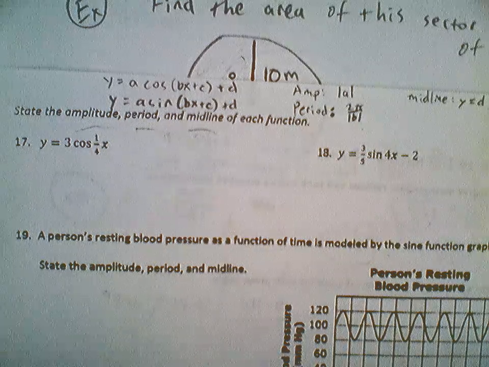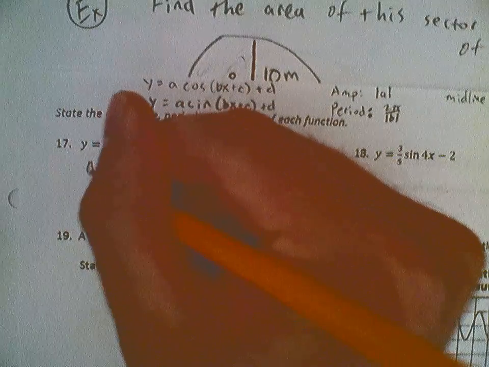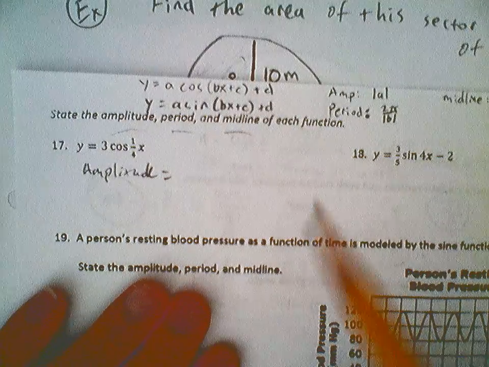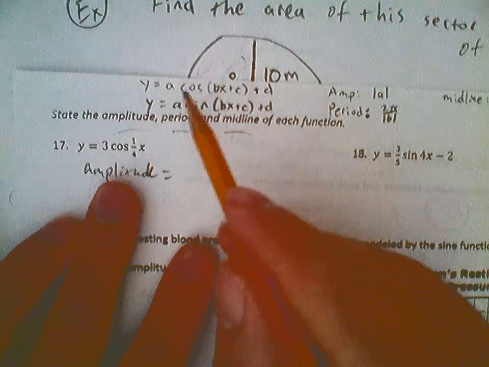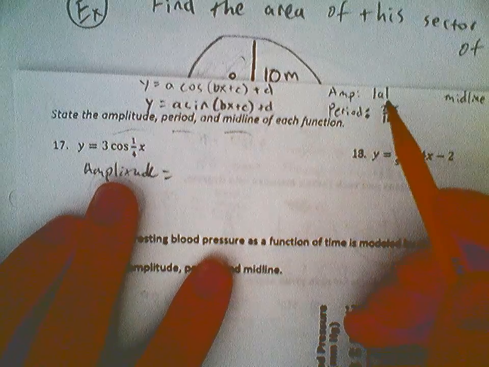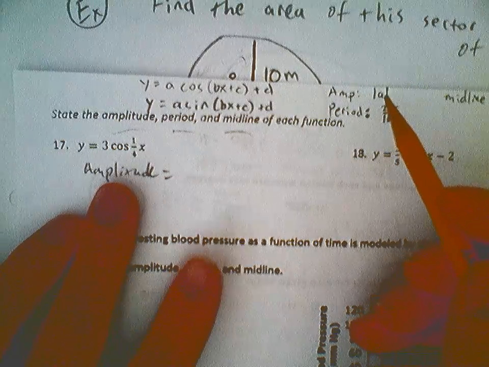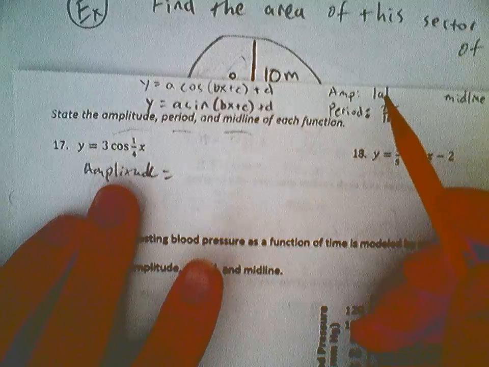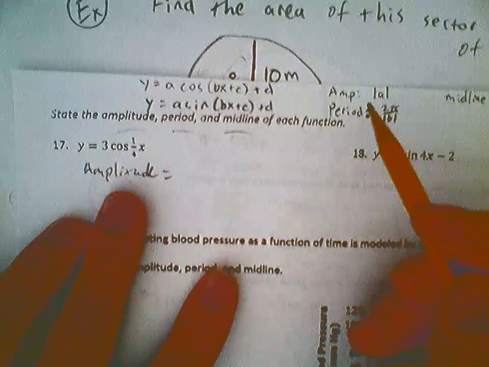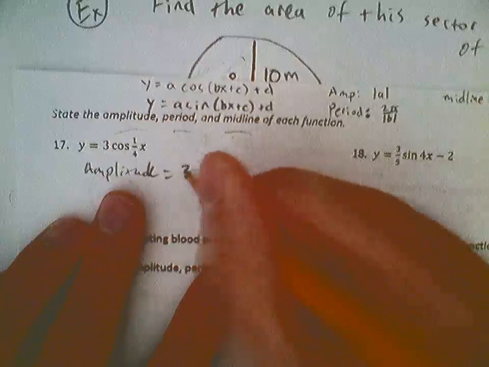So in the first one, we've got y equals 3 cosine of 1/4 x. Let's start with amplitude. So amplitude equals, when I'm finding my amplitude, I'm looking at that number in front of the function. The definition is just the absolute value of that number. So if it's positive, you don't have to do anything, but if it were negative, you would have to change it to a positive. That's what these absolute value bars do. So since this is positive 3, that's just our amplitude.